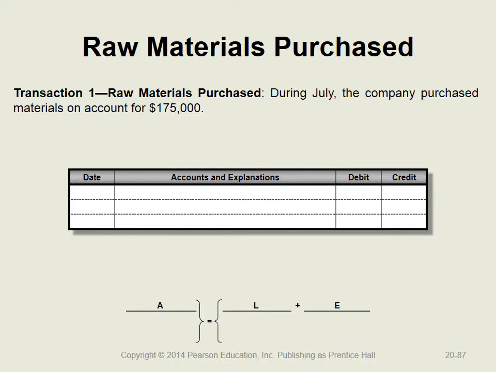Next, we will take a look at the journal entries used to record transactions in a process costing system. You will notice that they are the same or very similar to what we did for the job order costing system. First, let's look at what happens when raw materials is purchased on account. Raw materials inventory, which is an asset account, is increased with a debit, and the liability accounts payable is increased with a credit.